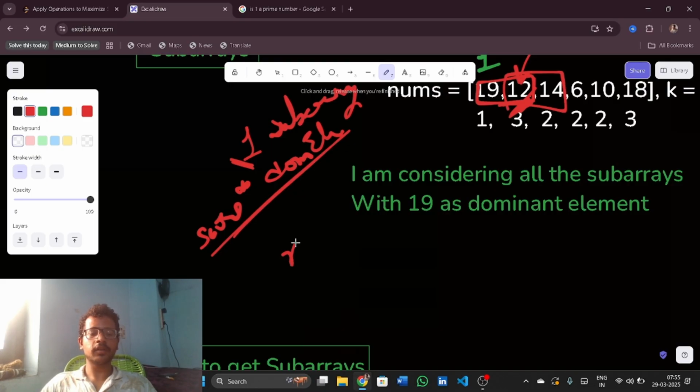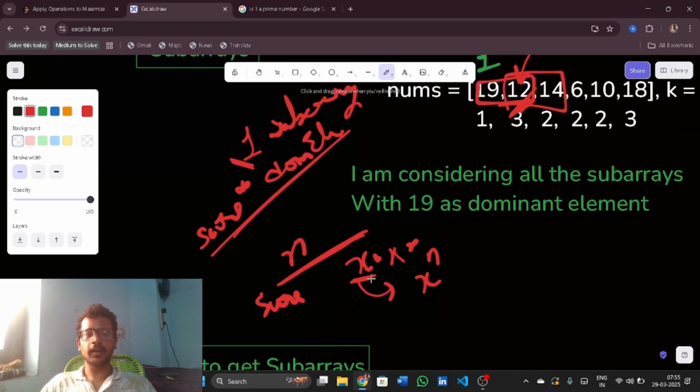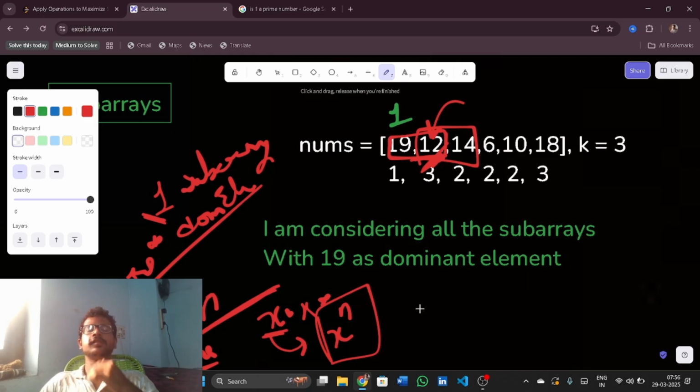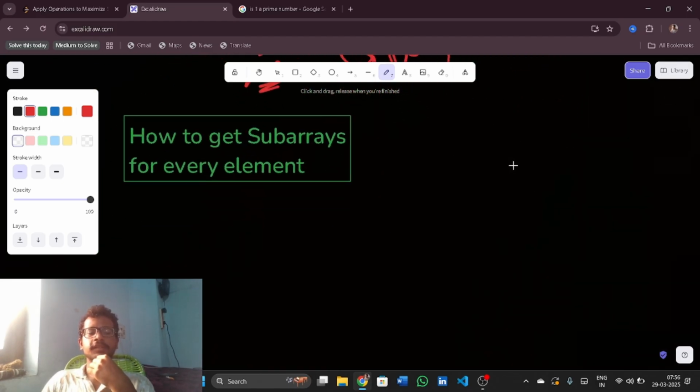If I consider it for n times, then let me consider x as the dominant element. The score would be multiplied by x how many times? N times. Instead I would write this as x power n. So if I have n subarrays and the dominant element is x in all those n subarrays, then I need to multiply my score by x power n. So this is how I take the subarrays. But how can I get the number of subarrays? How to get subarrays for every element? How can I get those subarrays?